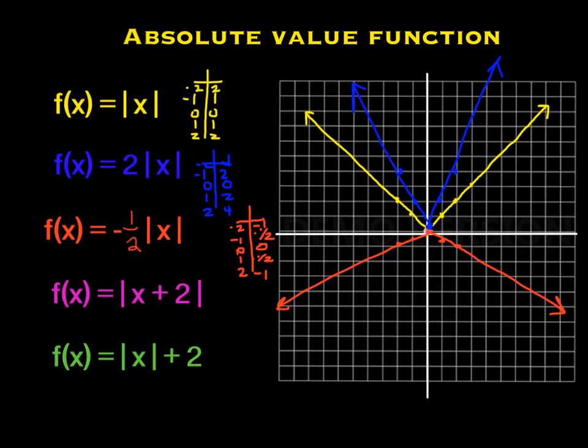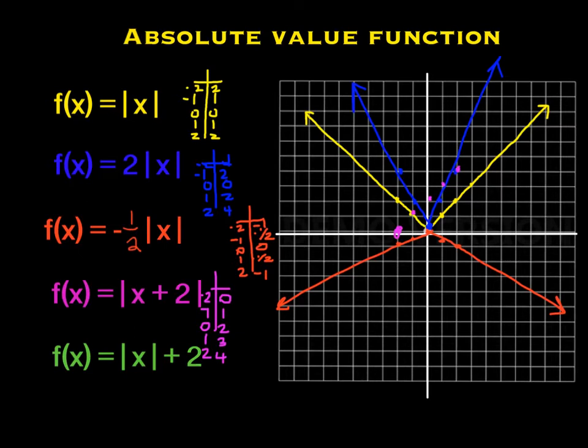Okay, let's look at the next one. So let's look at this purple function right here, and let's see what happens. -2, -1, 0, 1, and 2. The absolute value of -2 plus 2 would be 0. The absolute value of -1 plus 2, 0 plus 2, 1 plus 2, and 2 plus 2. So let's see what happens. -2, 0, -1, 1, 0, 2, 1, 3, 2, 4.